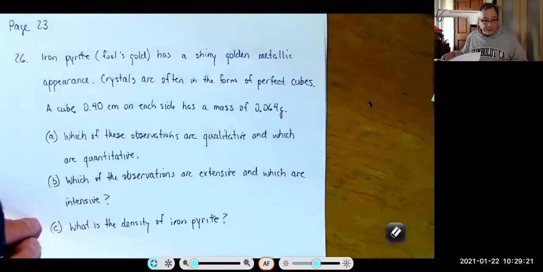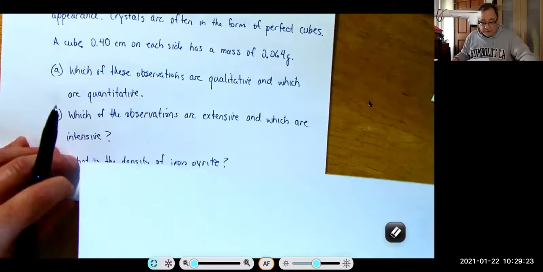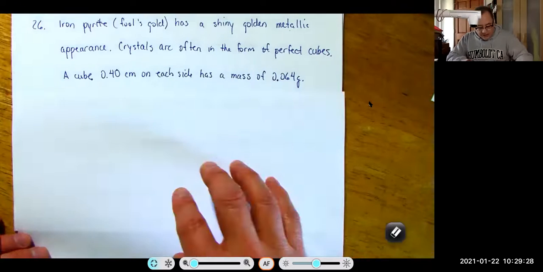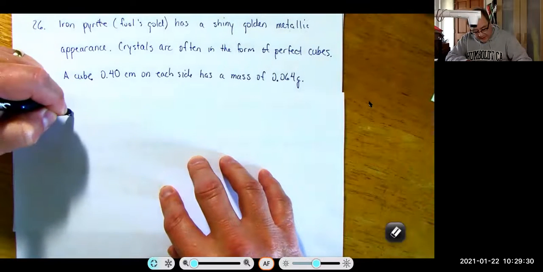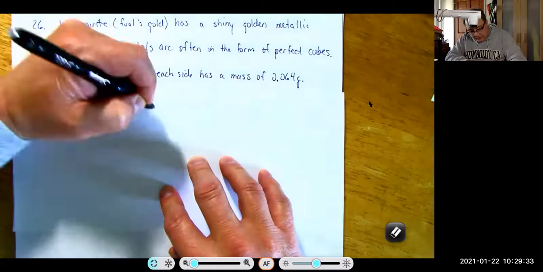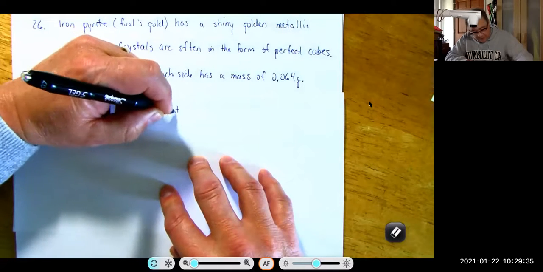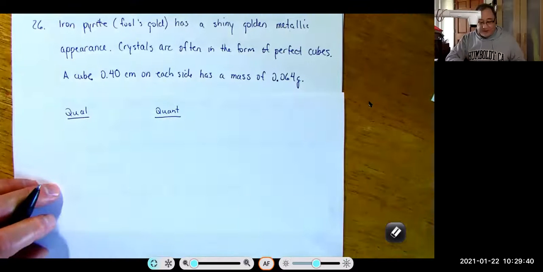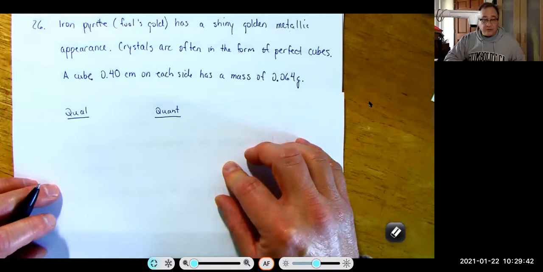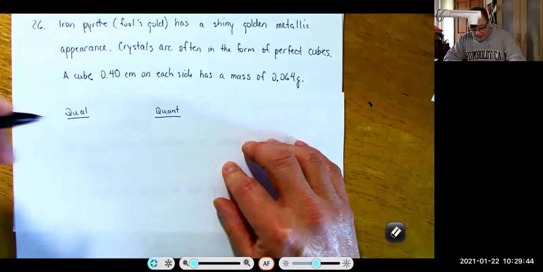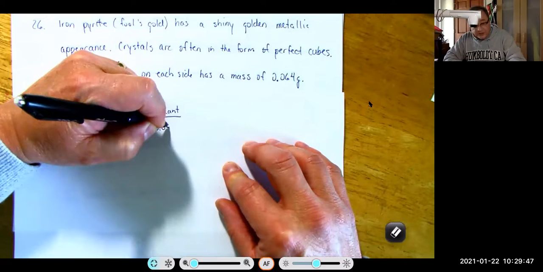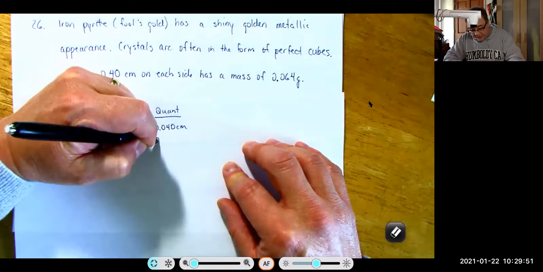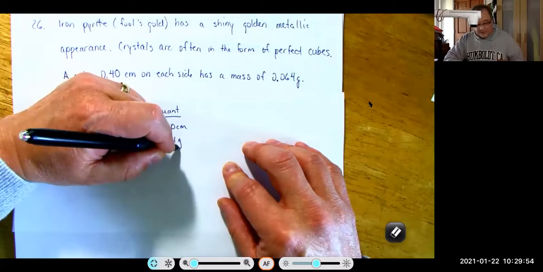So in answering this one, I'm going to move this up just a little bit. The difference between qualitative and quantitative is easier if you think just about quantitative. Quantitative means there's a number associated with the value or the condition. So here, 0.040 centimeters, that's a quantity. The mass of 0.064 grams, that's a quantity.